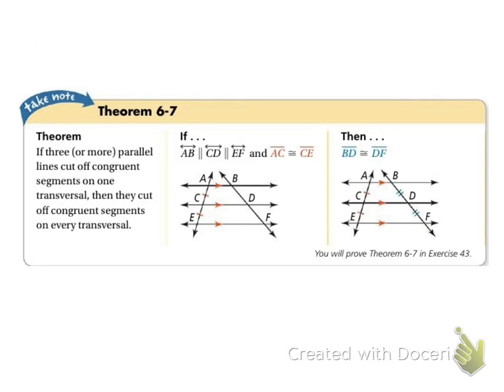Okay, our other theorem, 6.7, says, let me switch colors here. If these lines are parallel, and on one side the parts are congruent, then our theorem says that these guys are congruent.